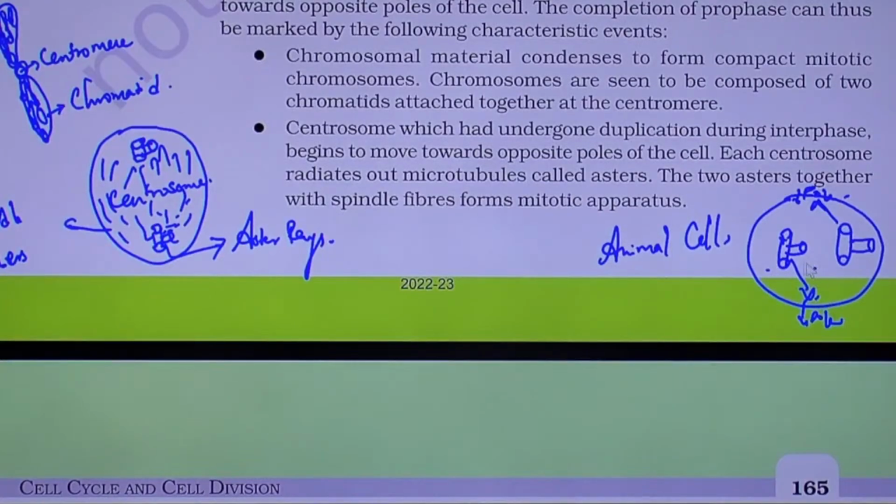These two aster rays and spindle fibers together form a mitotic apparatus.